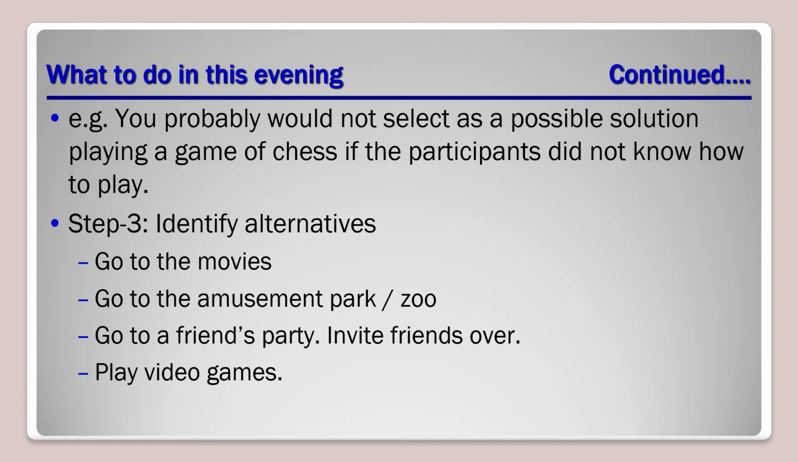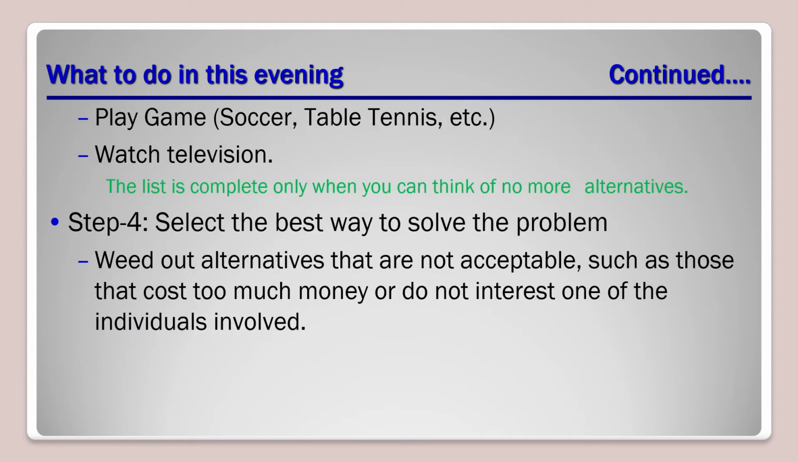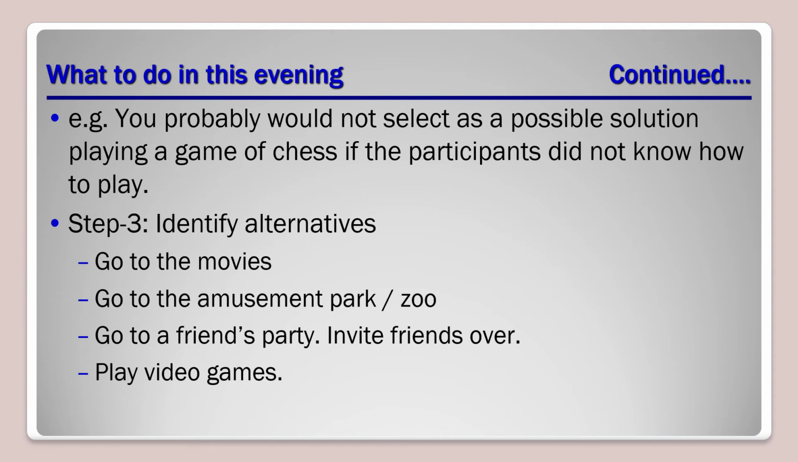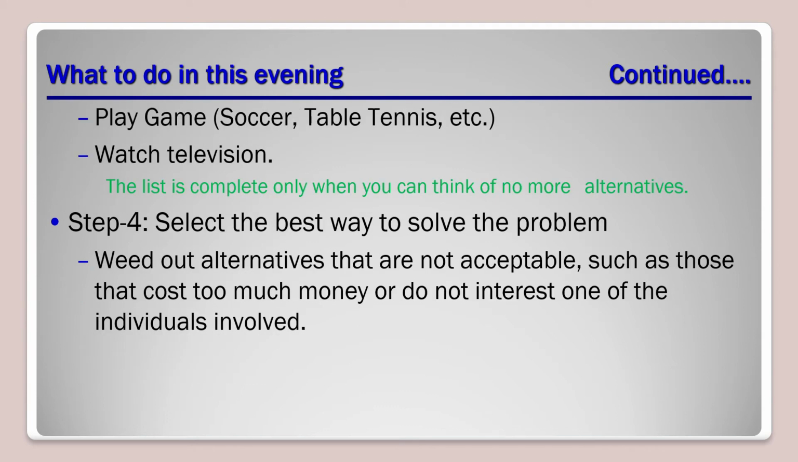Any option can be adopted depending on how many of your friends choose which option. Then play games, soccer, table tennis, etc., and watch television. If you see this list, these are the different options, although this is not an exhaustive list. Depending upon the situation, you can make a list, or sometimes it might be possible that you may not have so many options. Okay. Now in step 4, select the best way to solve the problem.